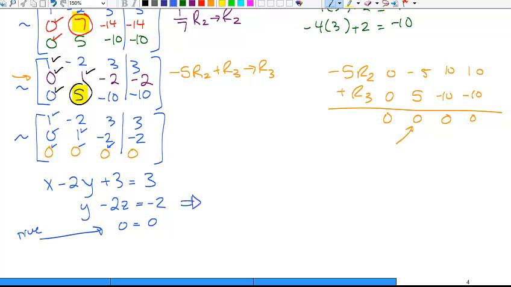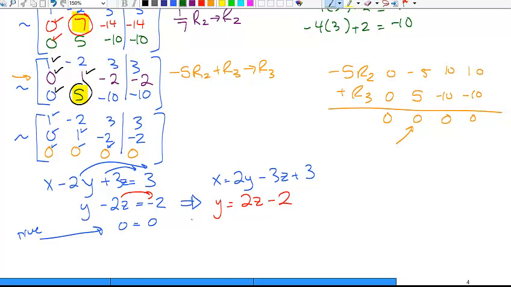But I can't just write infinitely many. That's actually not sufficient. What I have to do is tell you what the solutions are. So I'm going to solve for x by moving the 2y over. So that's positive 2y minus 3. I forgot a z right there. I should have had a plus 3z. So when I move it over, it's a minus 3z plus 3. On the second equation, I have y equals, move the 2z over, and positive 2z minus 2.